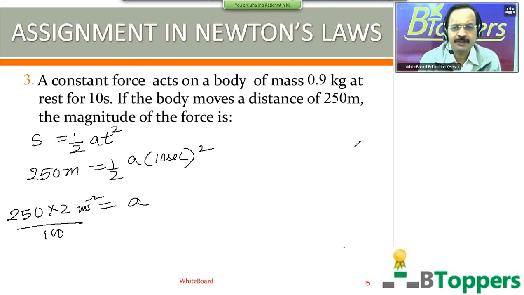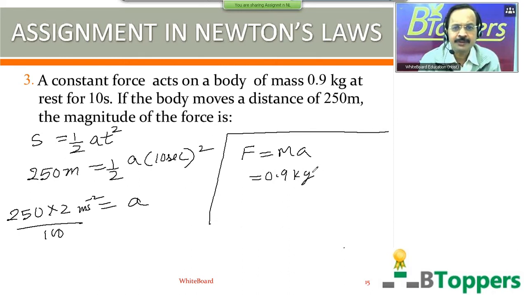And then you can use Newton's second law. The external force applied on the body is equal to the product of its mass and acceleration. The mass m is 0.9 kg. The acceleration you get is 5 meter per second square. So you get answer as 4.5 Newton.